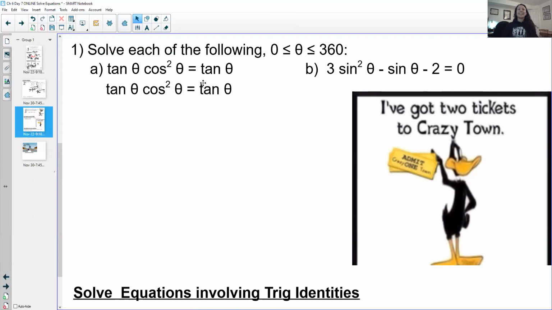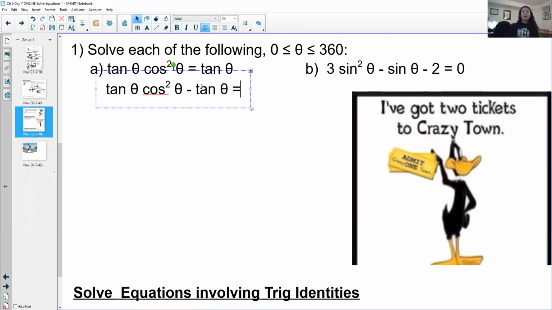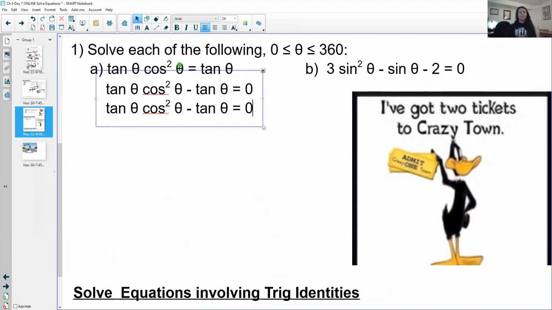So I need to get this tan onto the left-hand side. I'm going to subtract it from both sides, so I get 0 on the right-hand side. Now, you should notice that I have a tan theta in both terms. I'm going to factor out a tan theta from both terms.